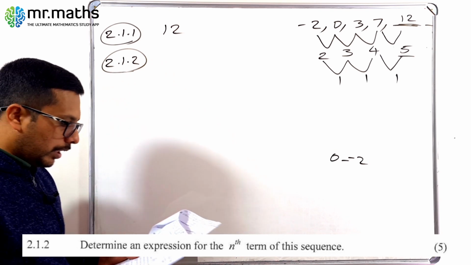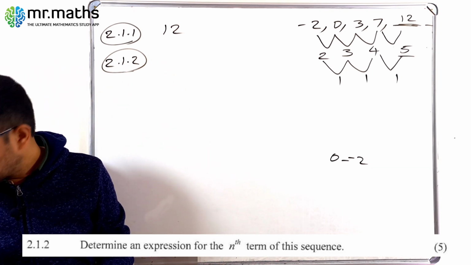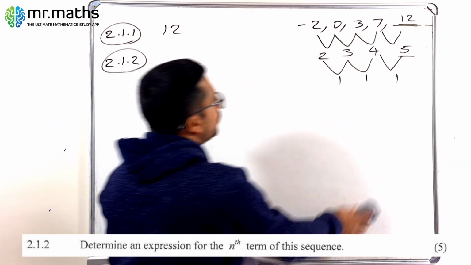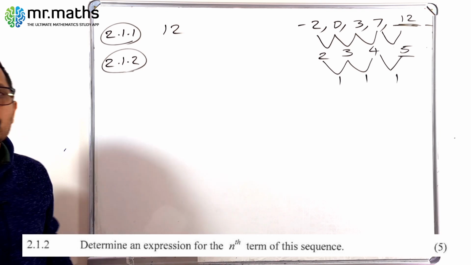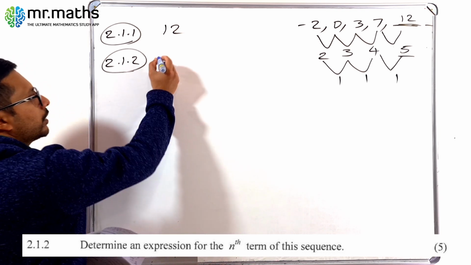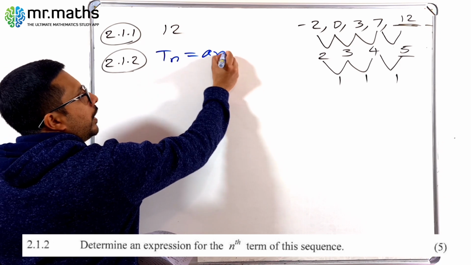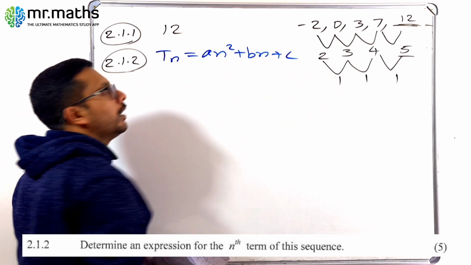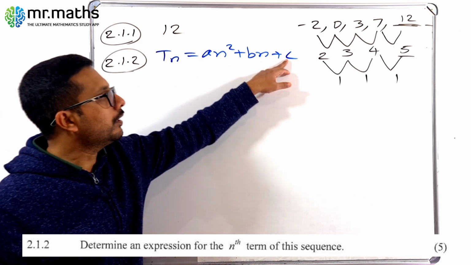What is that question? Determine an expression for the nth term of this sequence. You have to find an expression for the nth term. So how can you find the nth term? General term. What is the general equation? This is a quadratic sequence. Am I right? So what is the general equation? Tn is equal to an square plus bn plus c. And here you have to find the values of this a, b and c.